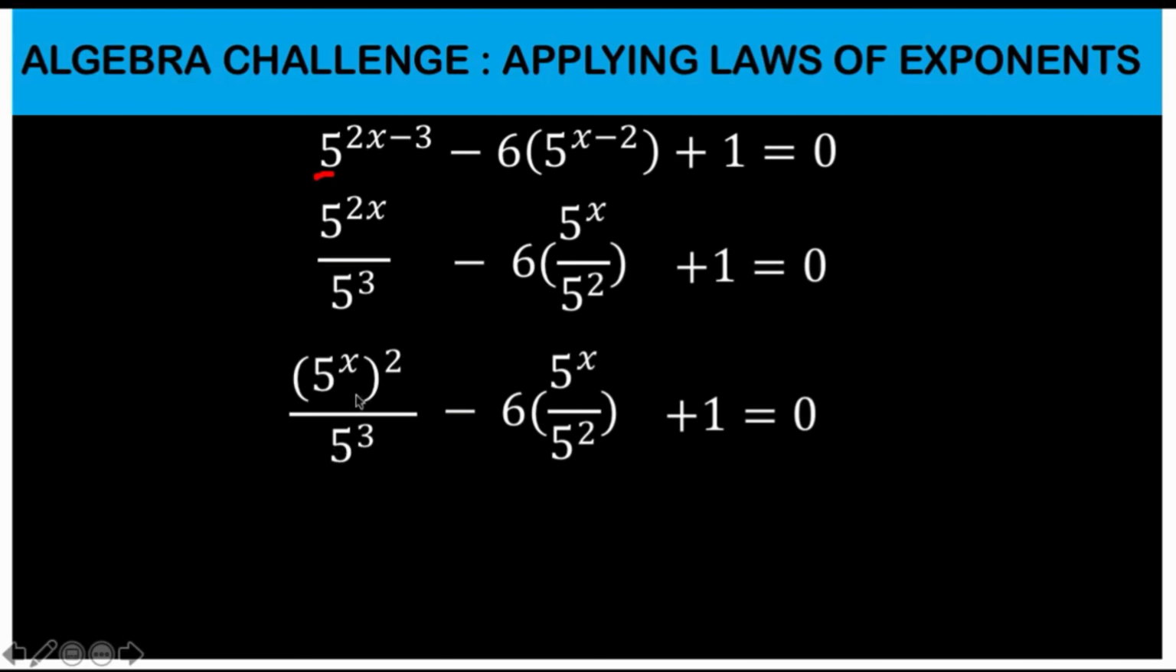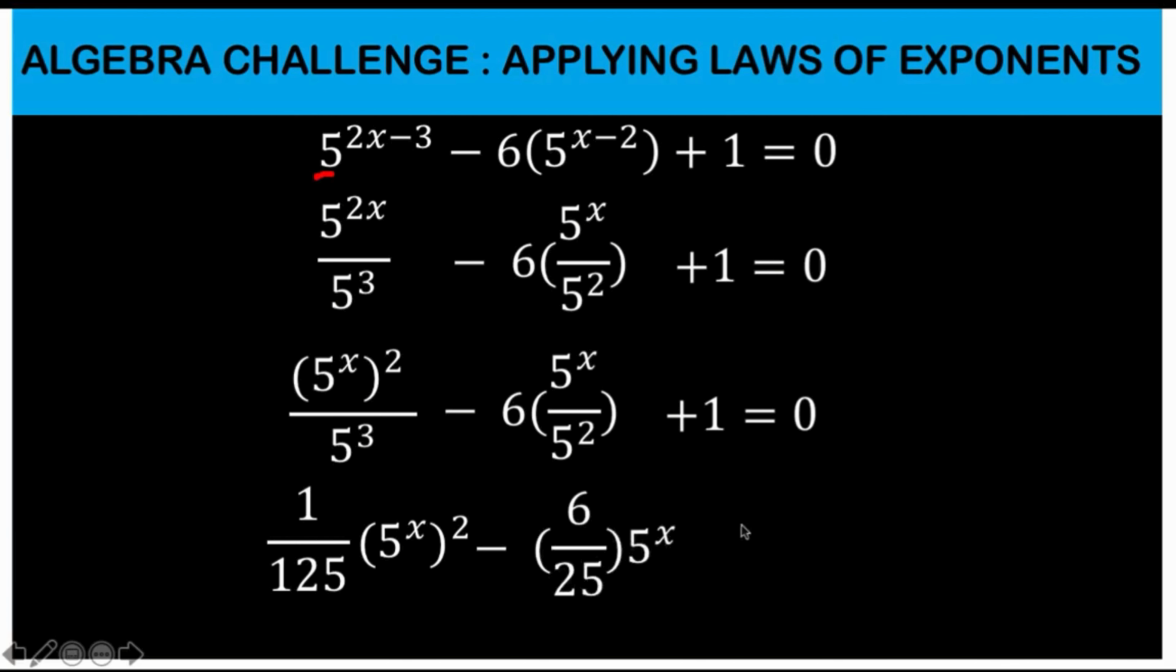Now look at this first term. Let's rewrite this as product instead of quotient. It is implied that there's a number here, 1 over 5 cubed or 1 over 125, as one factor, and we just copy 5 raised to x raised to second. Then let's also do the same for the second term and copy plus 1 equals 0. Let's go to the next page.